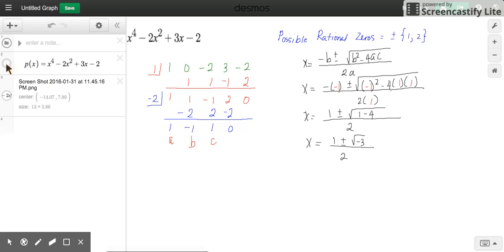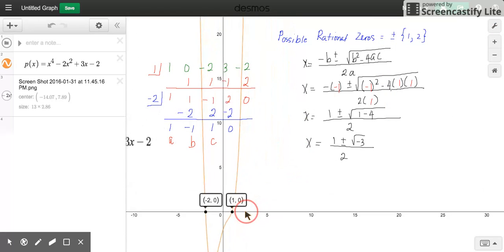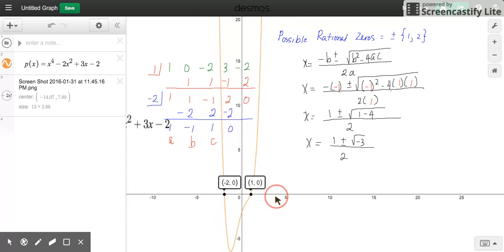So I'm going to graph this function, p of x. Now let's put the axis. Now here it is. What do we notice? We notice that the two rational zeros are visible in the graph, but the zeros that have the square root of negative 3 are not visible in the graph. Probably that is the reason why mathematicians call square root of negative 3 imaginary numbers.